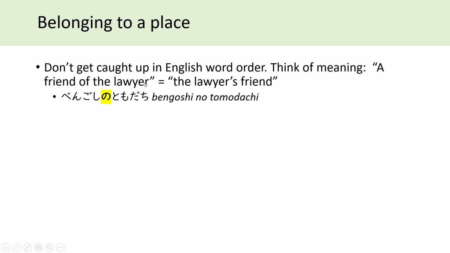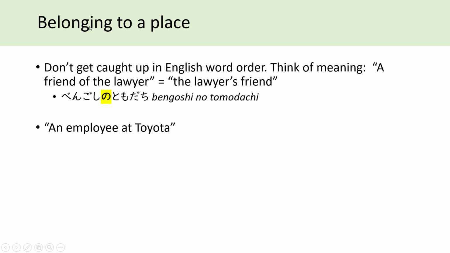But if I said a friend of the lawyer, I'm still going to say it in this order. I can't switch these around. If I said tomodachi no bengoshi, I would mean my friend's lawyer, my friend's attorney instead of the lawyer's friend. いいですか? All right.